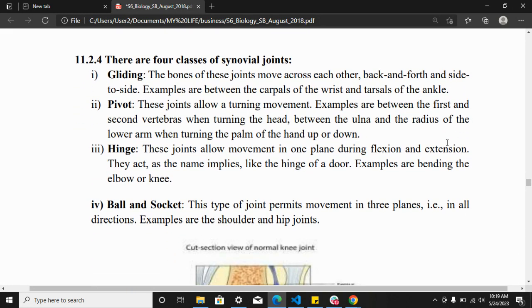Then we have the hinge joint. A hinge is like the small part we attach to a door, so that the door closes and comes back. So these joints allow movement in one plane during flexion and extension, right? They act as the name implies, like a hinge of a door. Examples are bending the elbow or the knee. And bending is one motion; you cannot move in 3D at the same time at the joint.